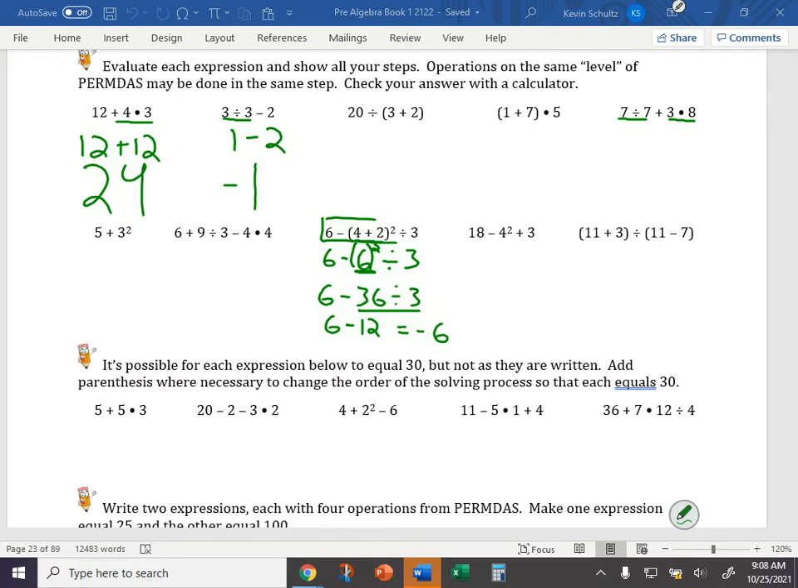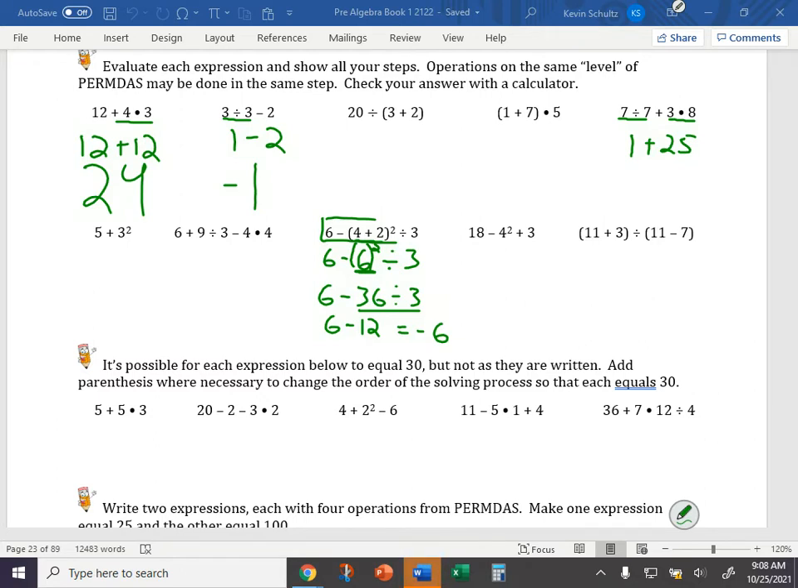Right, they're separated by addition. We have to divide 7 by 7 and do 3 times 8 before we add them anyway, because addition comes at the very end. So it'd be okay in this case to do them both at the same time because one doesn't affect the other. They're not connected. We have to do them both before we add anyway. So let's just do them both together.